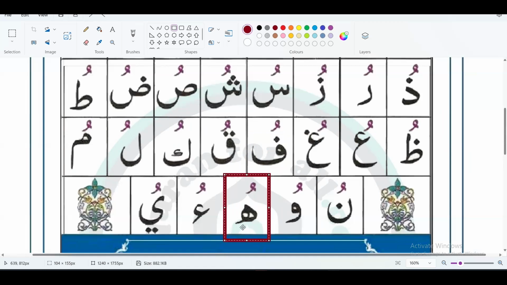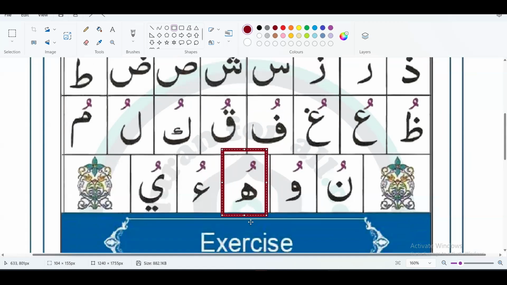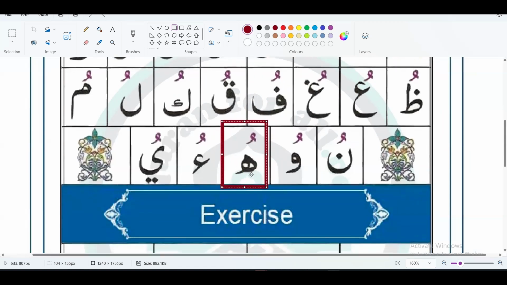Which one? This one? No, this is another. Is that wow? No, no. I know the next one, that's Ain. That is also not Ain. Okay.